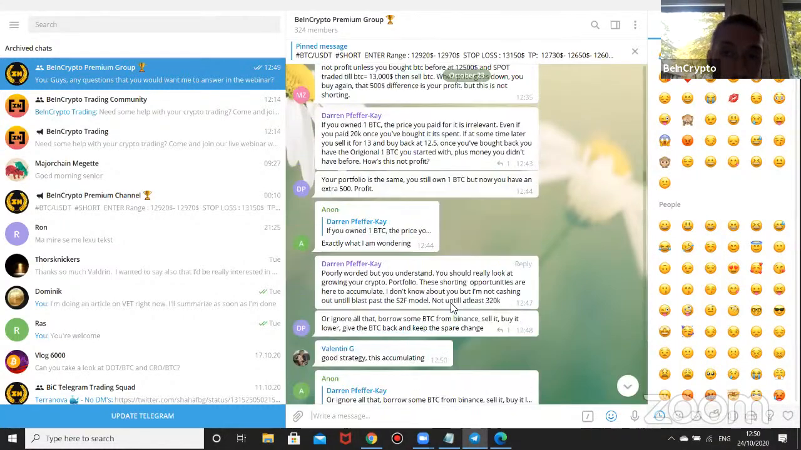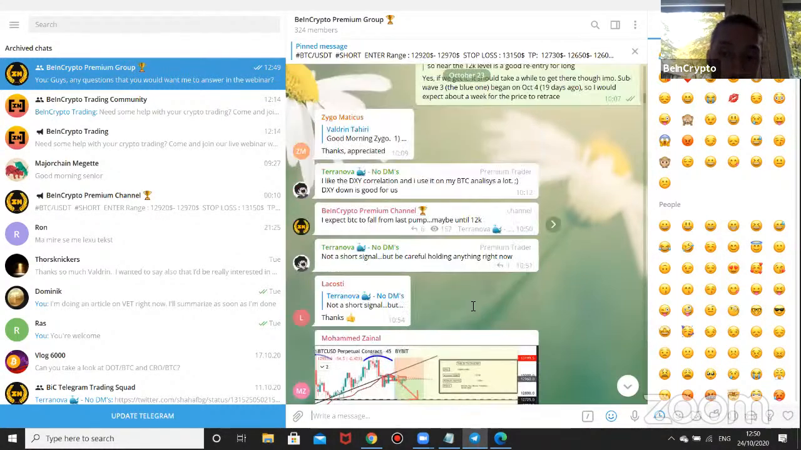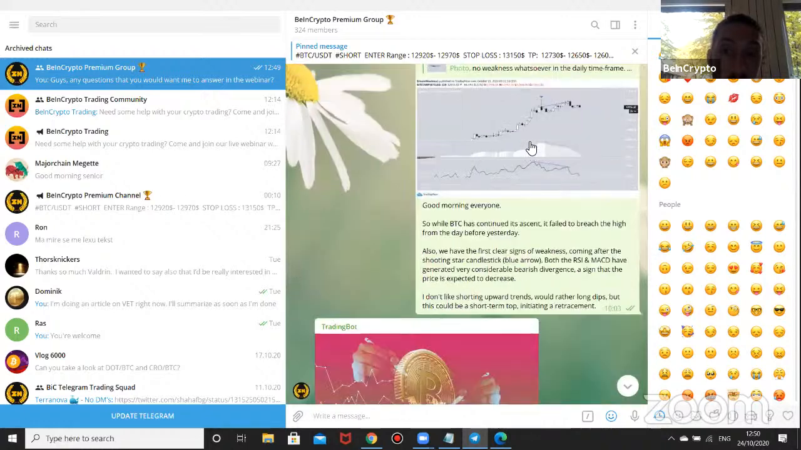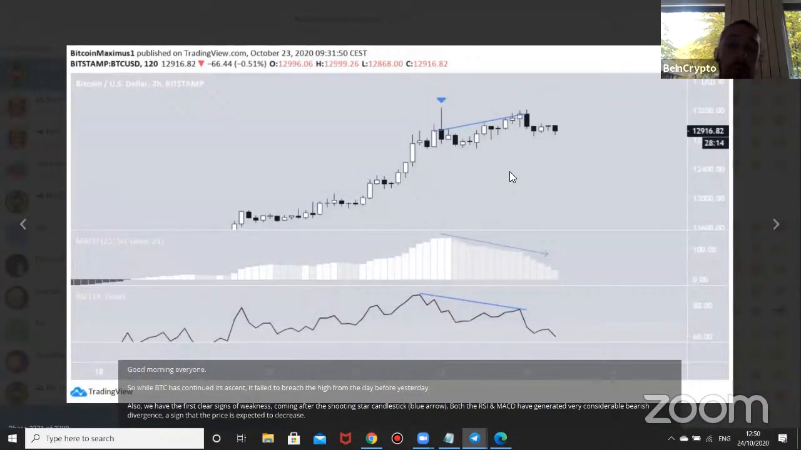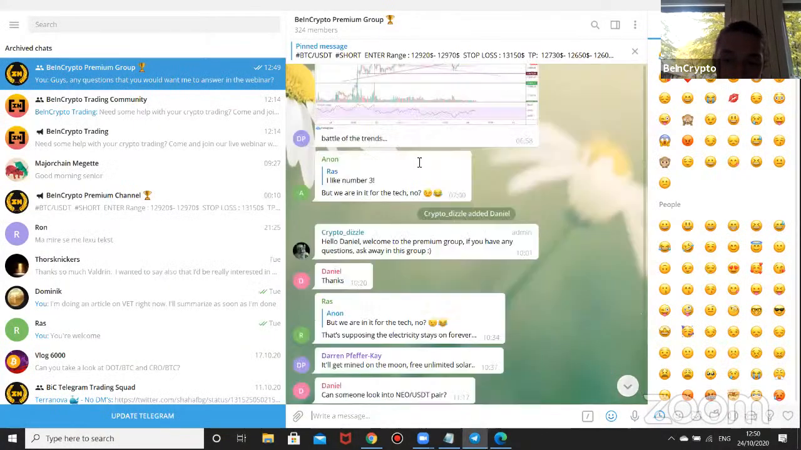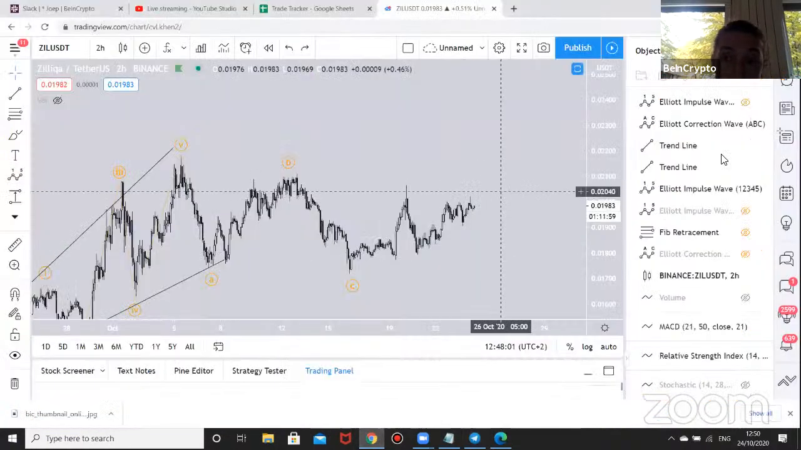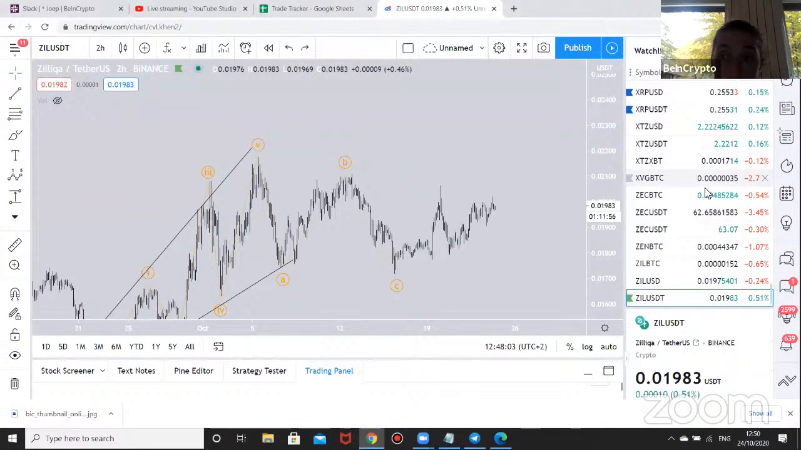Now, where's my most recent? Okay, so yeah, this is on Bitcoin. This is from yesterday. I think I also shared it in the regular group. So it's the first bearish divergence, the first weakness the price has shown. So there's a shooting star candlestick here. It is combined with bearish divergence in both the RSI and the MACD. And I would expect the price to go down from here, even though it hasn't actually yet clearly gone down.